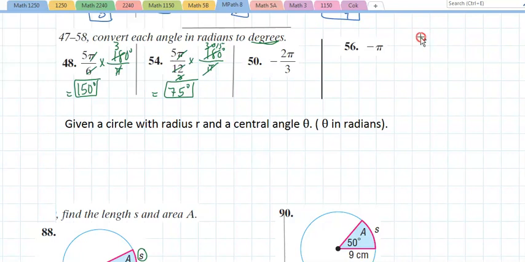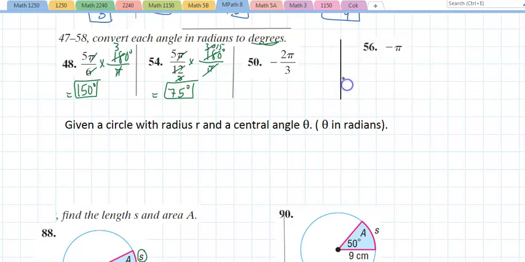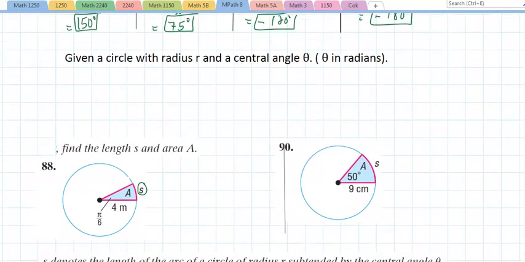If I look at negative 2 pi over 3, multiply by 180 over pi, pi's cancel out. The answer is negative. 3 divides 180 60 times. 2 times 60 is 120 degrees. And if I multiply by 180 degrees over pi, well, those cancel out. That's negative 180 degrees. So, sort of, kind of straightforward.